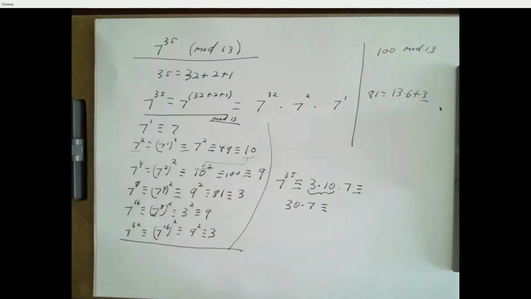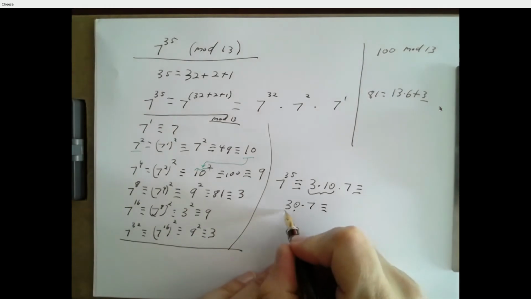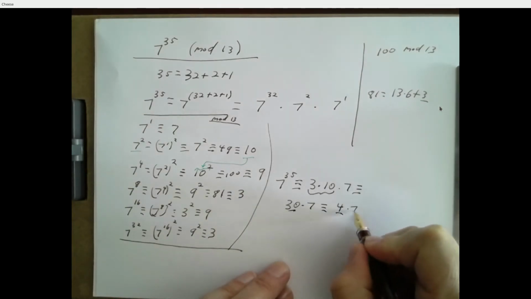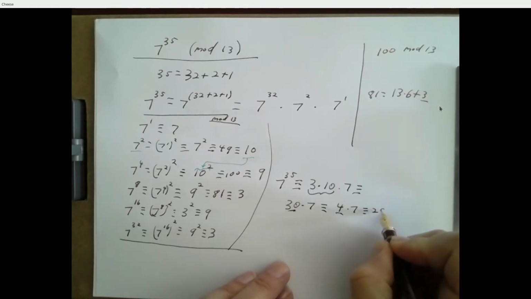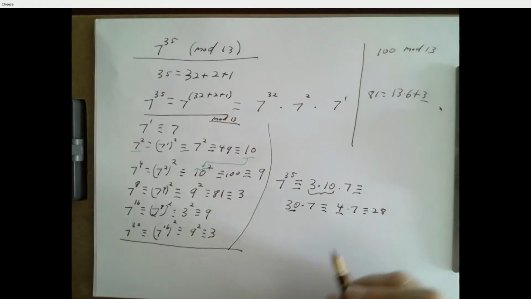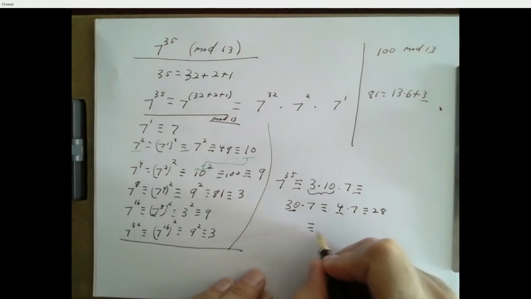And I'm going to reduce 30 modulo 13. So 13, 26 goes in twice, has 4 left over. 30 is congruent to 4. So 30 times 7 is congruent to 4 times 7, which is 28. And 13 goes into 28 twice is 26 with 2 left over. That's congruent to 2. There's your final answer.